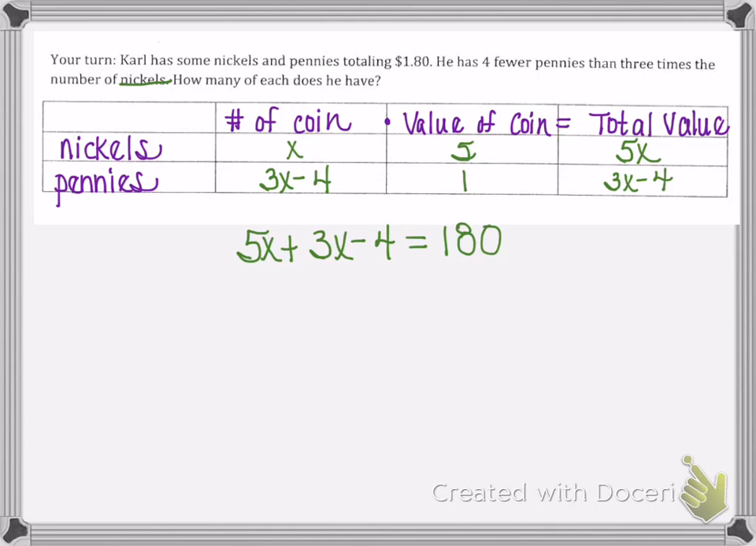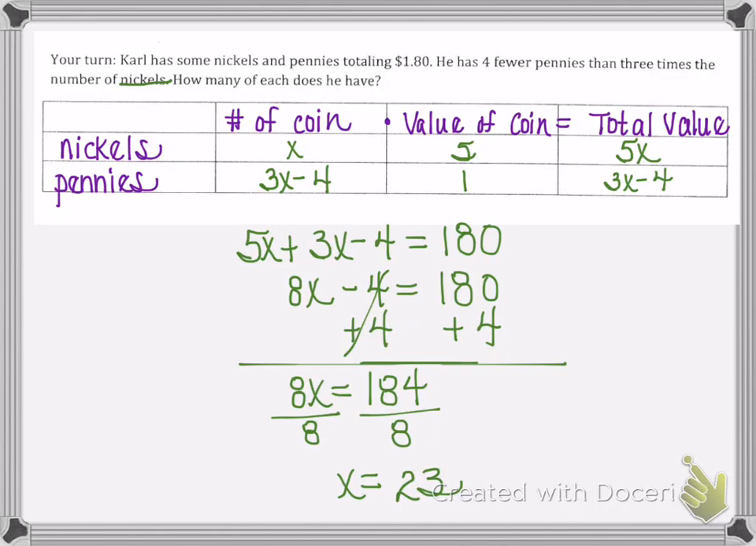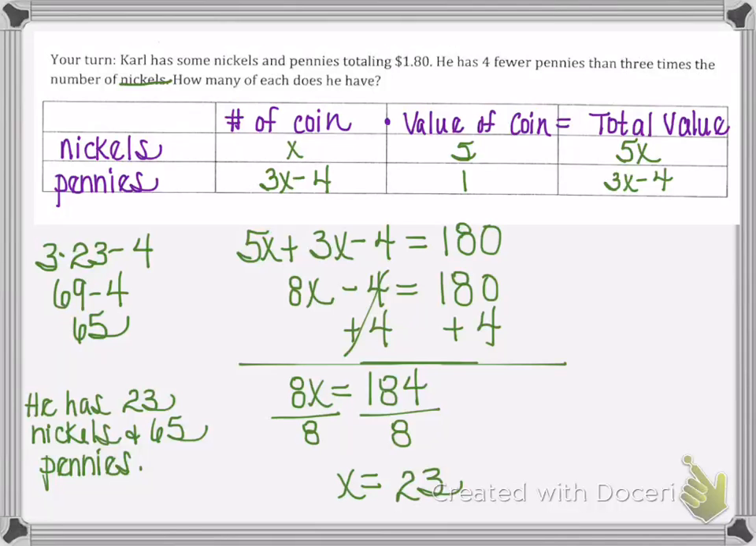Go ahead and solve for x. So solving that equation, I'm going to find that x is 23, and I need to write a sentence answer, something like, he has 23 nickels, and then I need to plug in to find the number of pennies. So I'm finding that Carl has 23 nickels, which we found with our x value, and then I plugged in 23 to the number of coin for pennies column, and that is 3 times 23 minus 4, and then that gives me a total of 65.